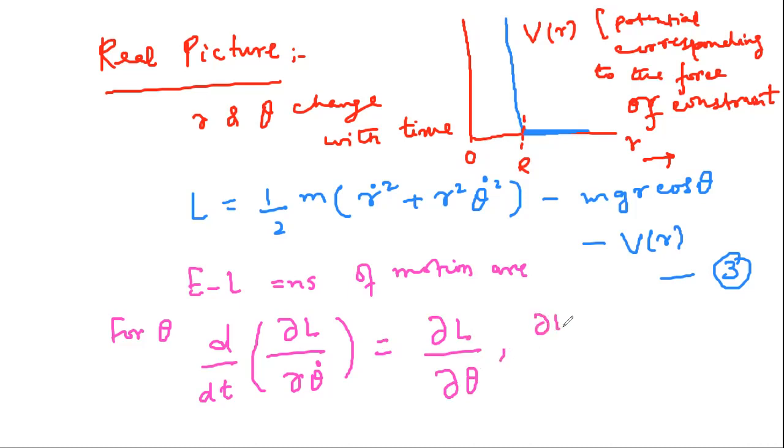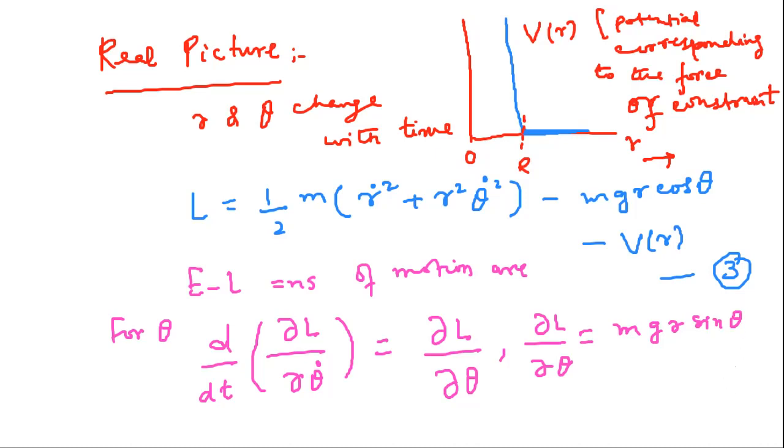If you see, it is easy. Dou L by dou theta is simply mgr sine theta. In the Lagrangian, there is theta dependence only in the second term, that is minus mgr cos theta. When you differentiate it, a cos theta differentiation is minus sine theta, it will become plus. So mgr sine theta is our dou L by dou theta.